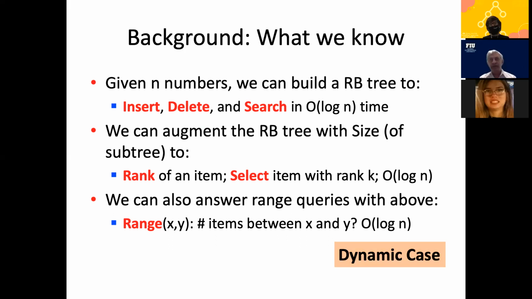What did I say about red-black trees? What is up there? It can do insert, deletion, and search. Yeah, what does it say below that? You can augment the red-black tree with the size, ranking an item, selecting an item. Yeah, why is that relevant for range?